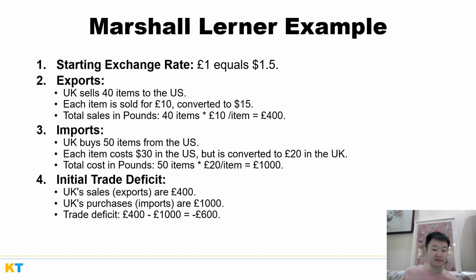From an import perspective, let's pretend UK buys 50 items from the US. And so they have to pay in US dollars. So each item costs $30 in the US, but is now converted to £20 in the UK. So the UK has to give up £20. So the total cost in pounds is going to be 50 items times £20. It's going to be equal to £1,000. So we have a trade deficit, right? Because our imports value is larger than our export value. In fact, our UK exports are £400. UK's purchases or imports are £1,000. We have a trade deficit of £600.